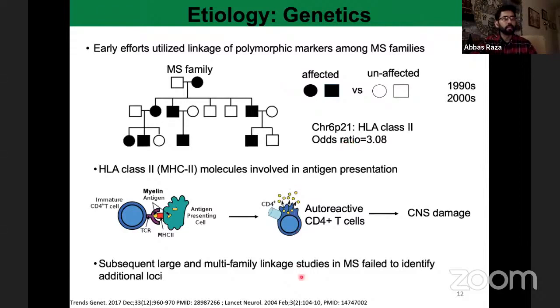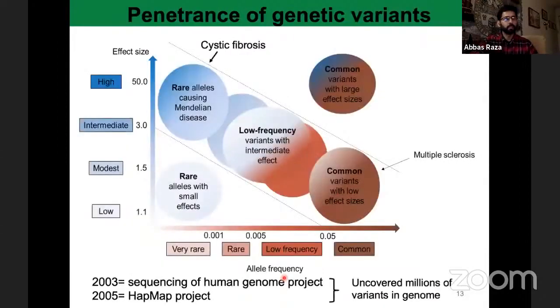However, later studies looking at bigger and bigger families did not uncover any additional genetic variants. That was something people wanted to pursue, but they could not find. Around that time, the human genome was also sequenced, and we also had data from the HapMap project looking at genetic variants in the human population. So then the thinking changed.